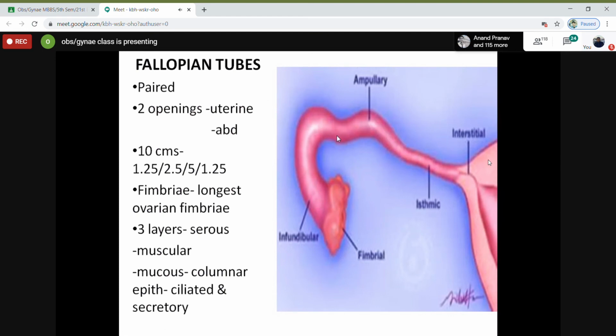There are 3 layers: serous, muscular and mucus. Very few muscles in the fallopian tube also. Even the fallopian tube can distend, so very few muscles over here. The serous is the outer layer, then you have the muscular layer, and the inner is the mucus layer. In the mucus layer you have columnar epithelium, which is ciliated and secretory.